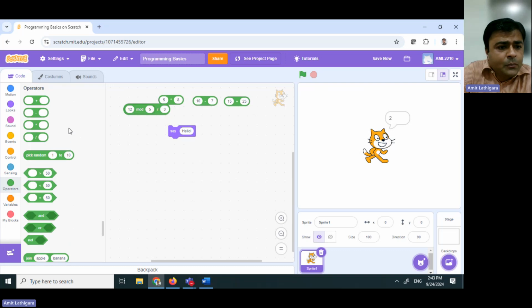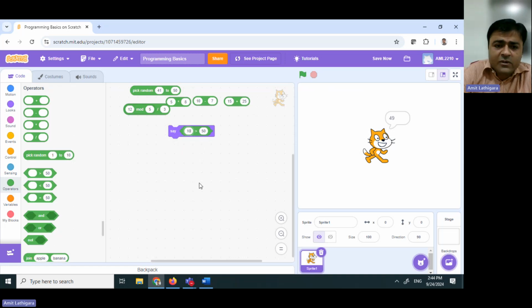Then let's have randomization. Say for example, you want to take a random number between say 41 and 50. So pick a random between 41 to 50. So each time it gives a random number. 41 and 50 both are inclusive here. So pick a random gives you the random number. If you require randomization anywhere in your program, use this. Then let's have relational operators.